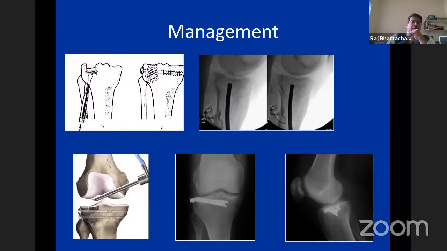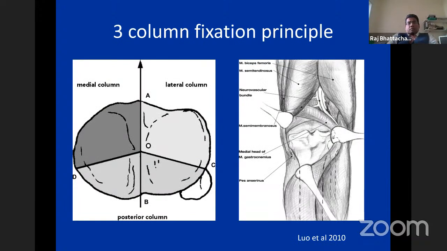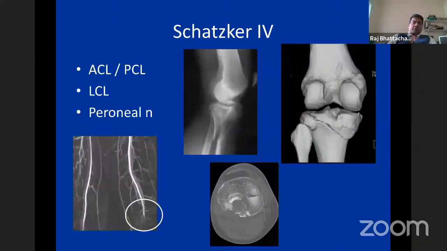You can use percutaneous techniques using the image intensifier as here as well. And generally, there are studies that have shown that 4 small screws are better than 2 large ones in terms of movement of the fracture afterwards. I won't talk too much about the 3-column principle because Dr. Thorns has already mentioned it, but the key for me here is the ability to get to the back of the knee, both on the medial and the lateral side. And you've got to be able to do that if you're going to deal with these complex injuries.